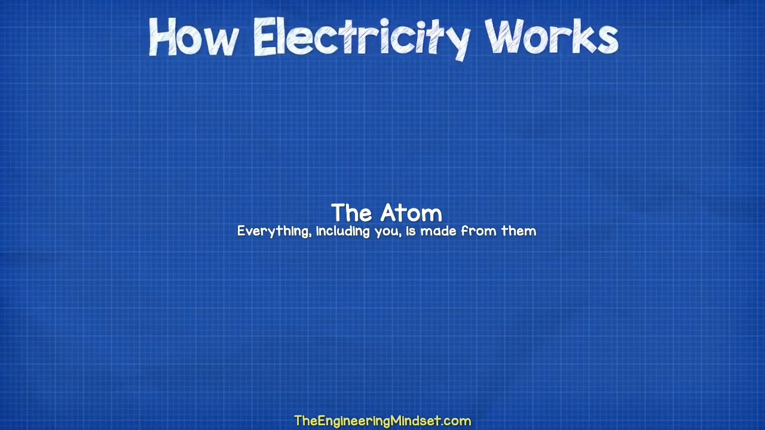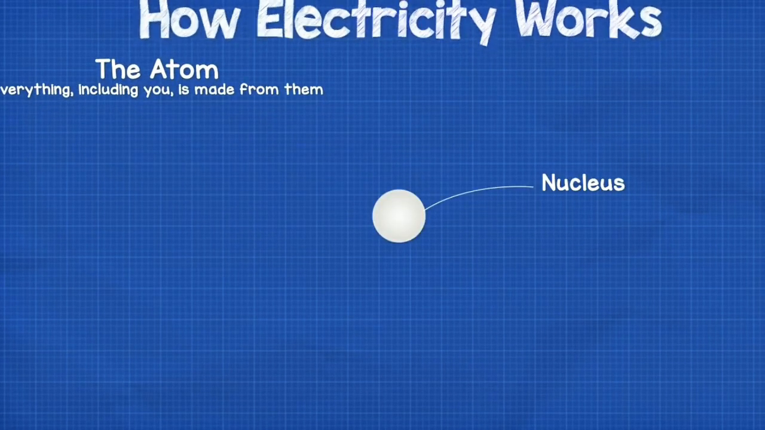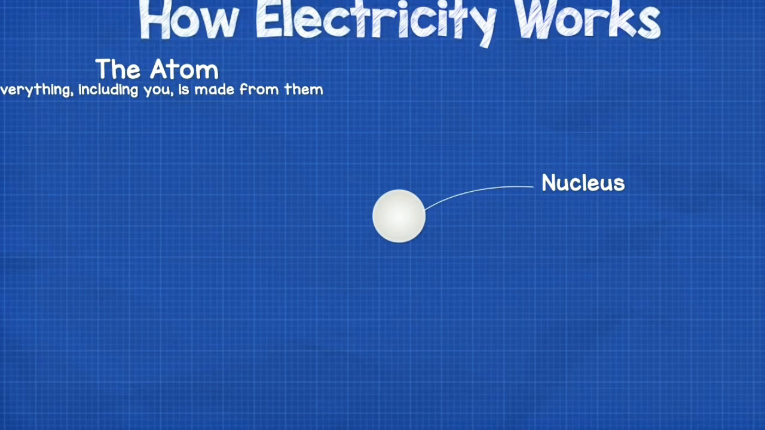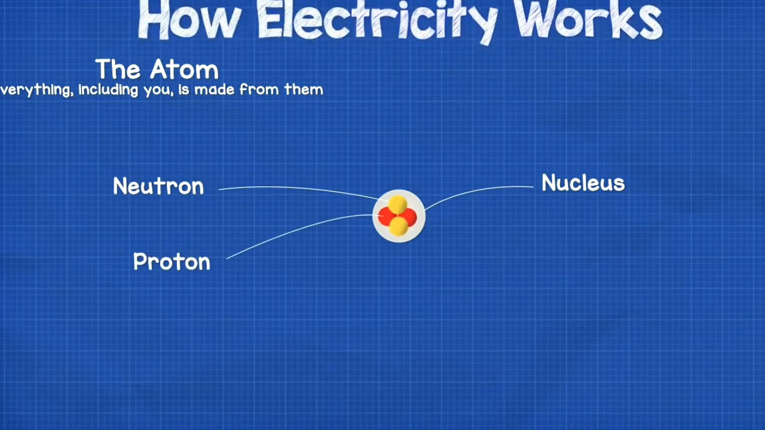Atom is the smallest particle that includes you, me and everything. Every material that is present on the earth is made up of the smallest particle that is known as atom. Atom has a central part. The central part of the atom is called the nucleus. In that nucleus we have two different particles called neutrons and protons. Neutrons have neutral charge and protons have positive charge.